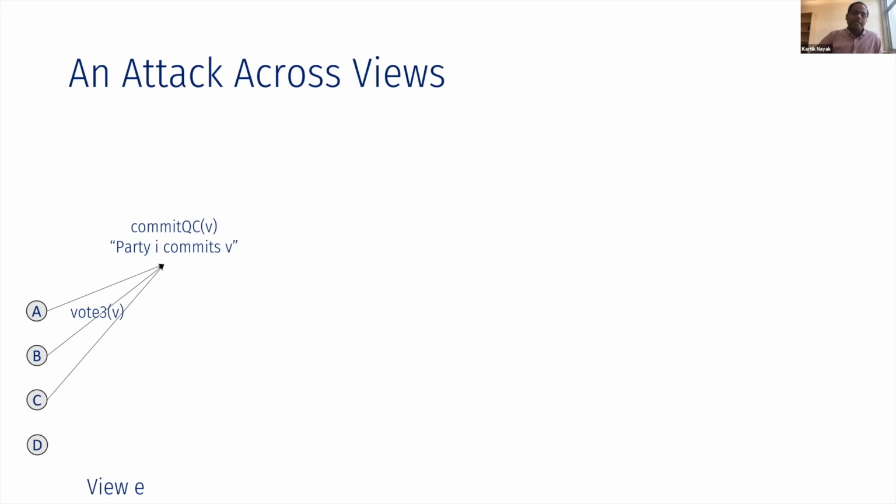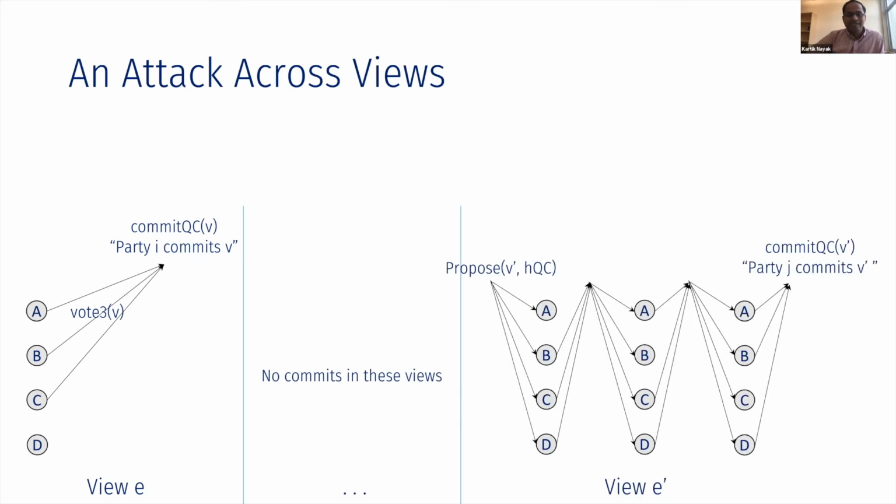After this, let's say no other messages were received. No commits happened in the intermediate views. Eventually, a new leader came in. The new leader proposed V prime, and they engaged in a sequence of rounds in this view E prime. Some party J obtained a commit QC for V prime because it received sufficiently many vote 3 messages. And now we have a safety violation.